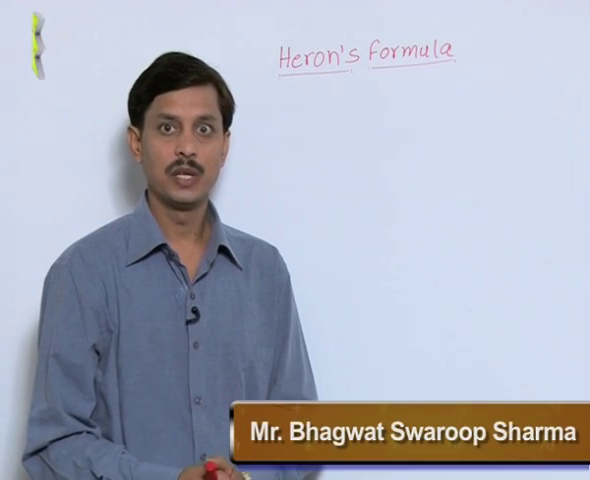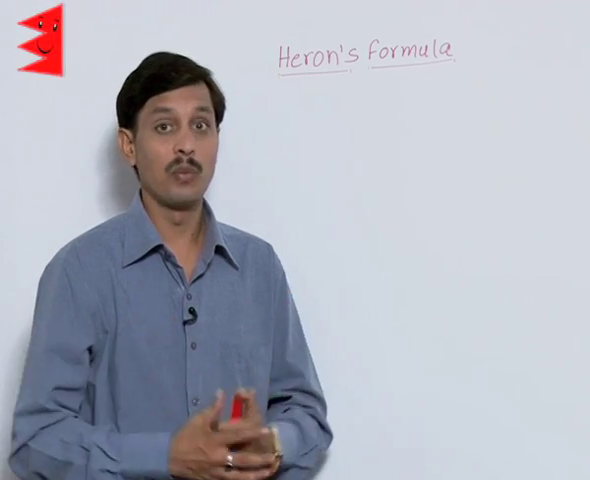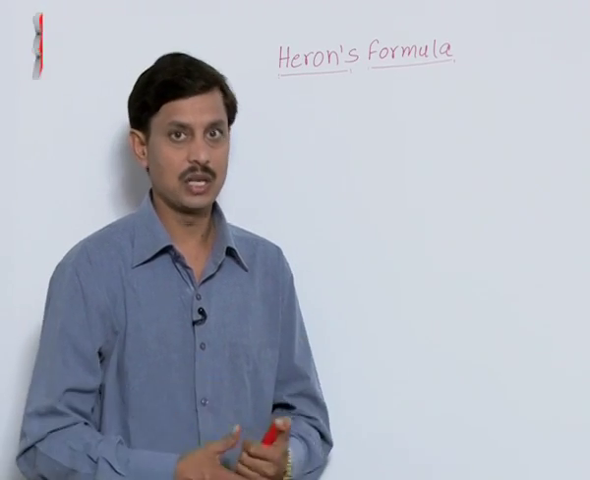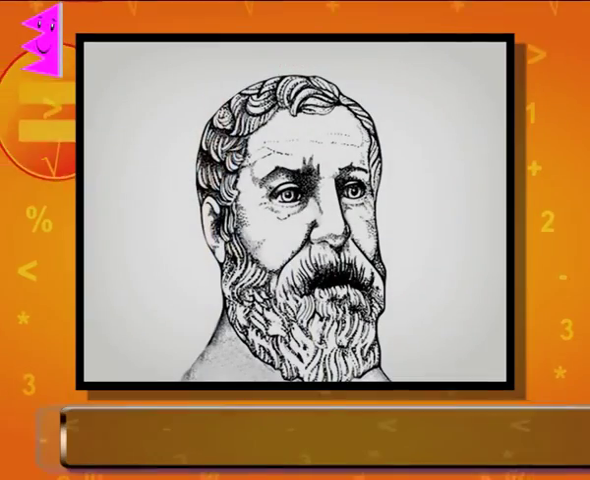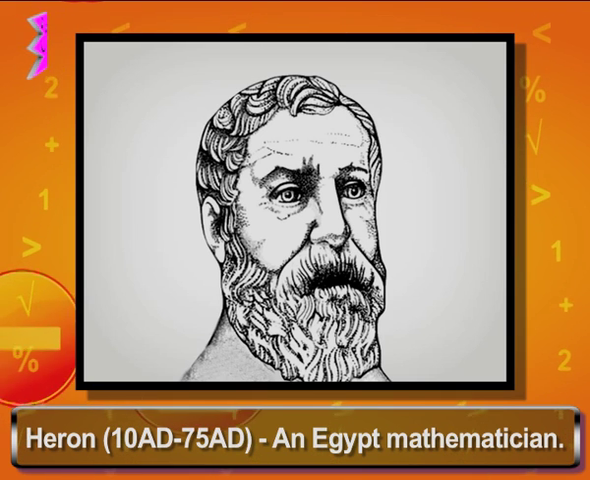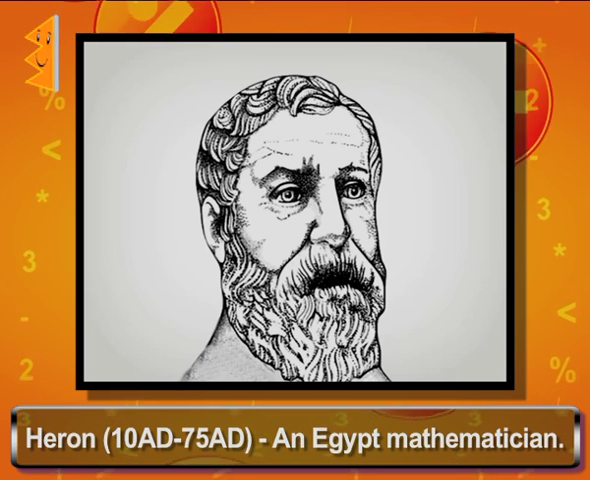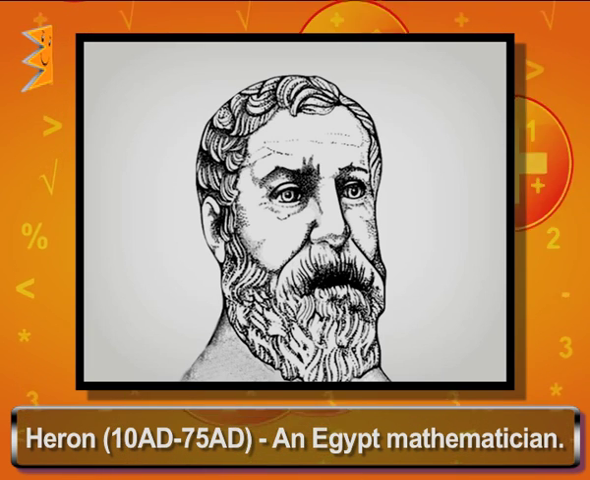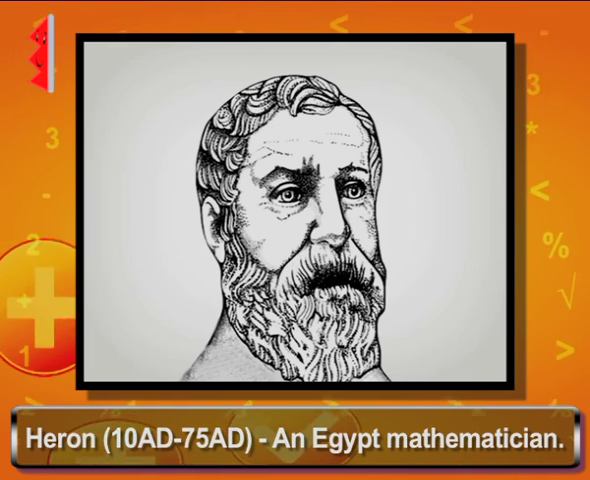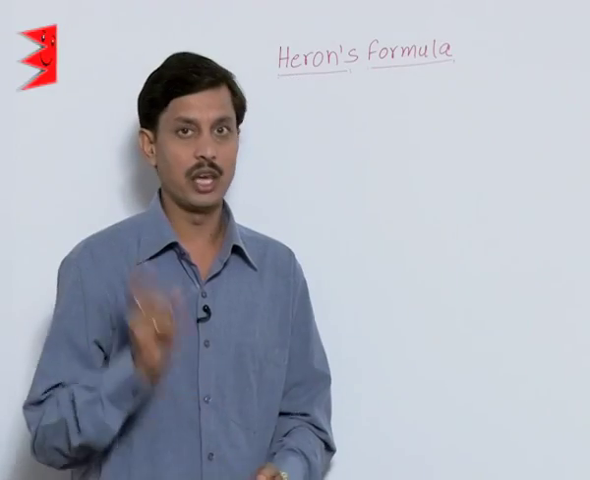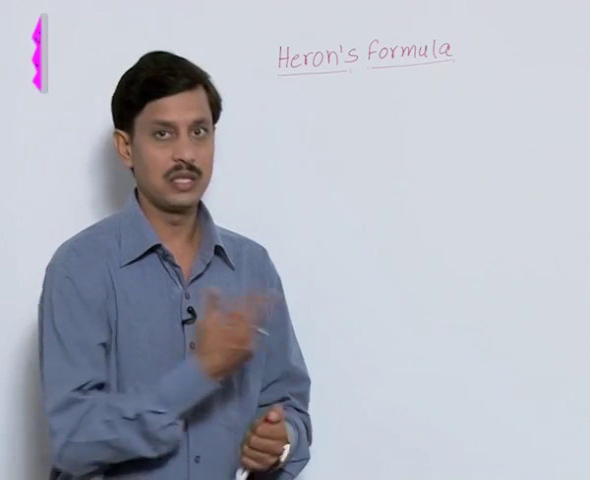Heron's formula. I want to tell you who Heron was and what formula he discovered to calculate the areas of triangles. In fact, Heron was an Egyptian mathematician, born about 10 AD. He discovered one formula which is applicable for calculating the area of any triangle, especially when the triangle is scalene.